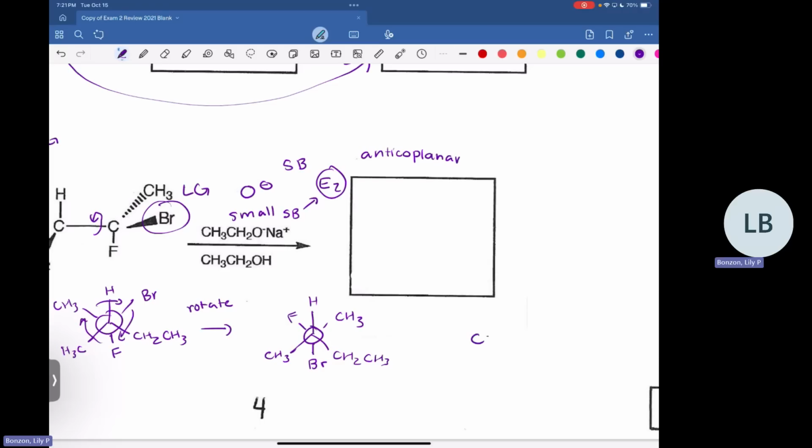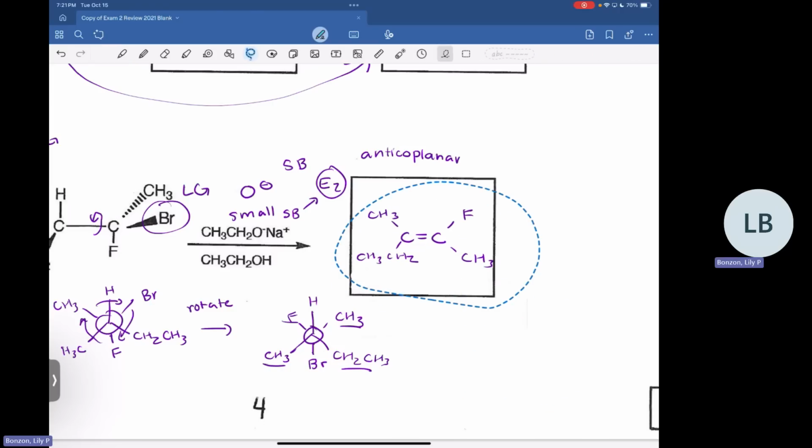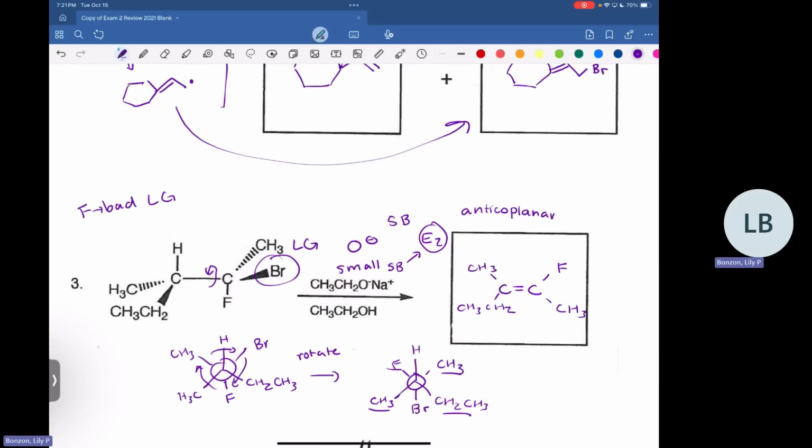And so this is just going to form a double bond. We know that the CH2 and the CH3 will be on the same side, and the CH3 and the fluorine will be on the same side. So this is going to be our product. The reason it's important to do this rotation and check if you need to rotate it is because, for starters, in this case, this is just a bad leaving group, so you just get the wrong answer. But also the stereochemistry of the final product will matter.